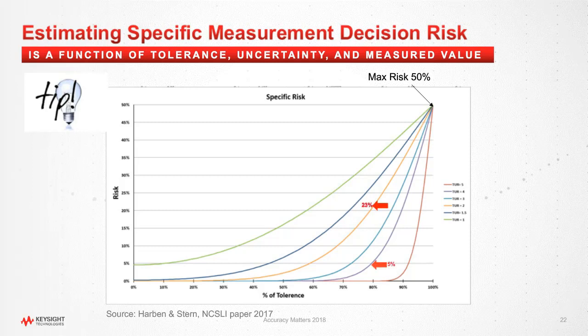Let's say you measured something and you were at 80% of the spec limit. If your test uncertainty ratio for this particular measurement is 4 to 1, then your specific risk is going to be 5%. 5% likelihood that you measured it as passing, but it really didn't. If your test uncertainty ratio is only 2 to 1, notice that that goes up to 23%, almost 1 in 4. So these curves make it pretty easy for you to estimate.